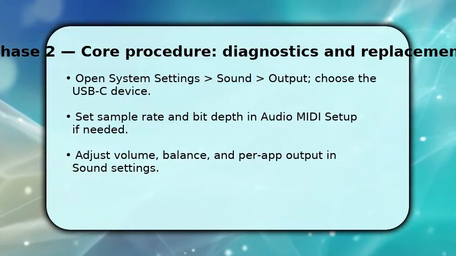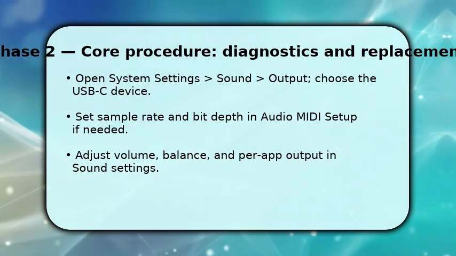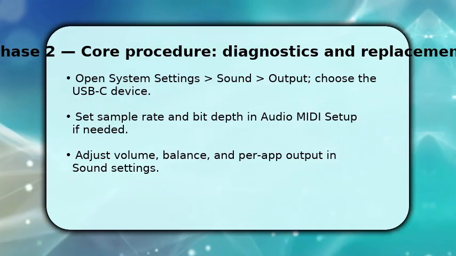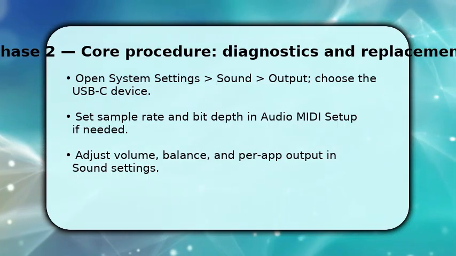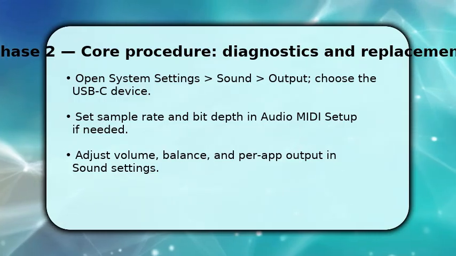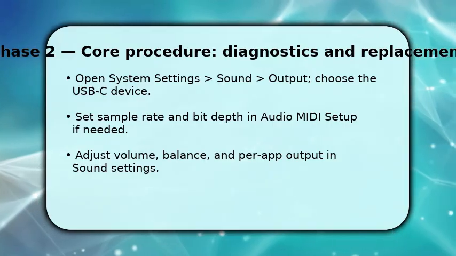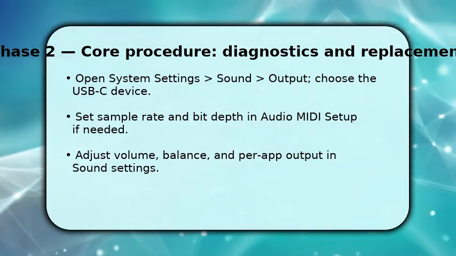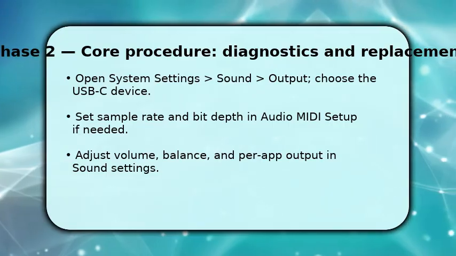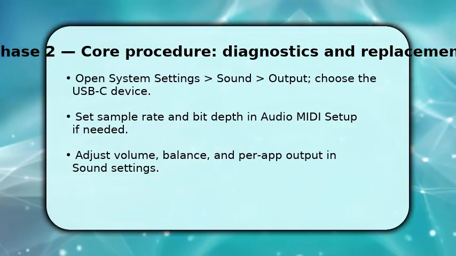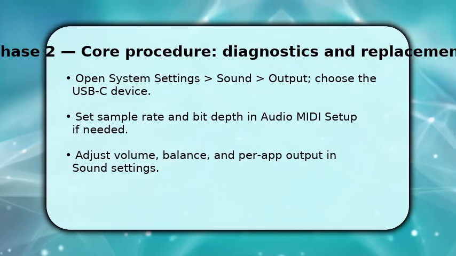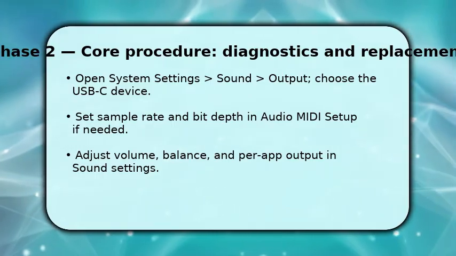You may need Audio MIDI Setup to change sample rate and bit depth for studio headphones. Set 44.1 kHz or 48 kHz and the correct channel mapping. Make sure output volume and balance are correct, and use per-app audio routing if you want music on one app and system sounds on another. These steps ensure correct playback and prevent clipping or muted channels.